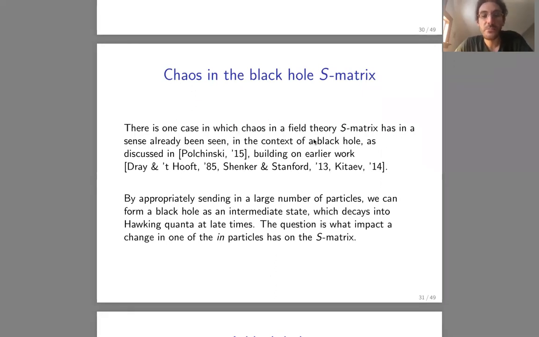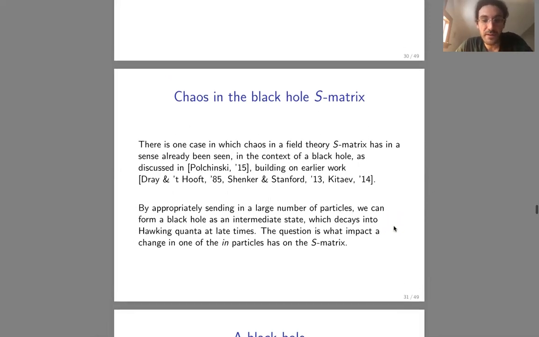There's a case in which chaos in a field theory S matrix has already been seen in the context of a black hole, and that's what Polchinski pointed out, building on this earlier work by Dreyenhoff, Schenker and Stanford, and Kentayev. So let me describe that now.